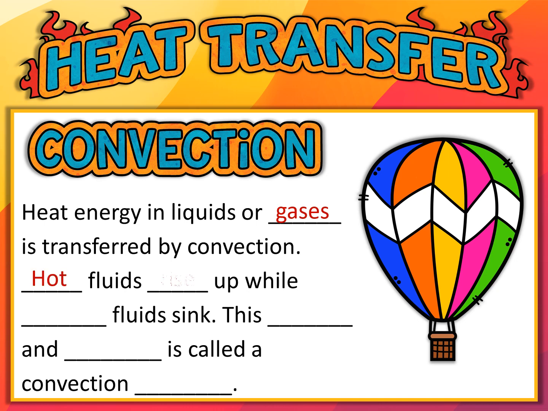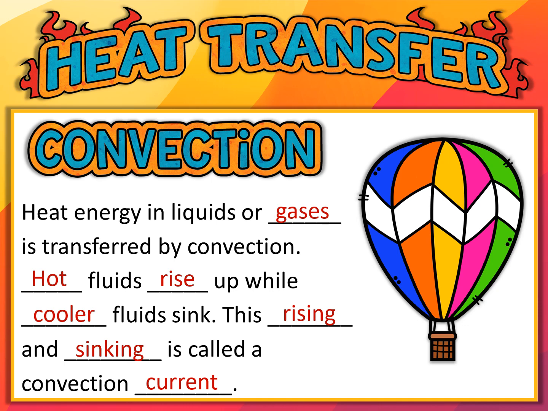The hot fluids rise up while the cooler or cold fluids sink. This rising and sinking is called a convection current. It's that constant movement of heat going up, cooling off, and falling down. When it cools down, it falls. When it heats up, it rises.